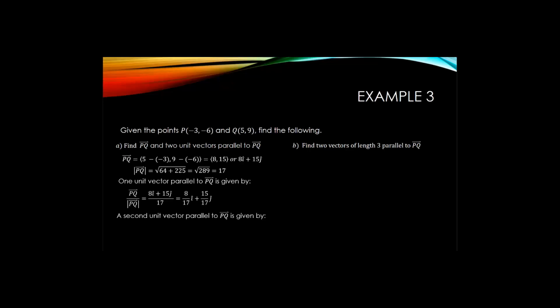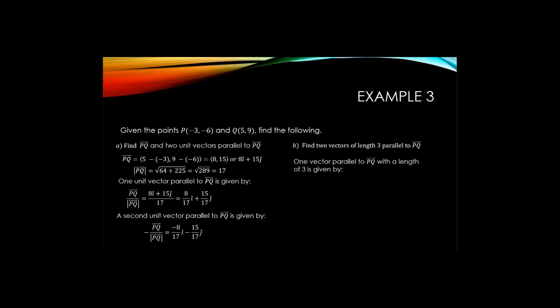A second unit vector, parallel to PQ, is very easy to find. I simply multiply the unit vector we just found by -1. This is parallel, although it points in the opposite direction, but this is really the easiest one to find. This gives me -8/17 i hat minus 15/17 j hat.